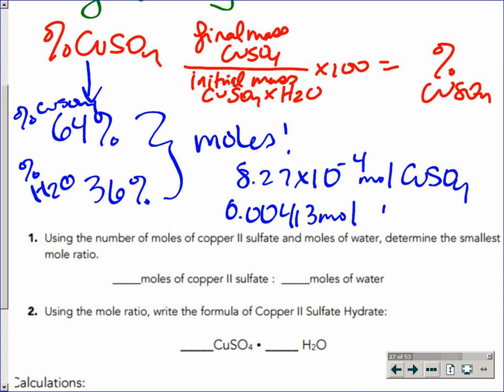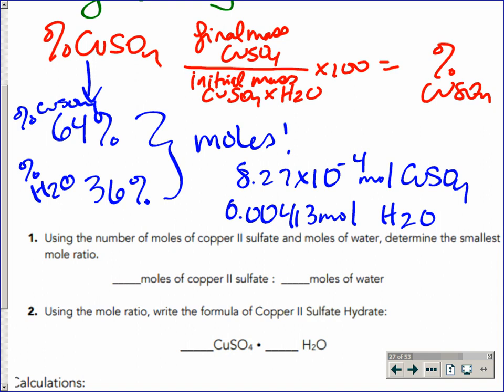Okay, now, no one else got this data, because everybody's data was different, right? Yes? Okay, so though we don't have the same exact number of moles of each of these, we should still have the same ratio present between the copper 2 sulfate and the moles of water. So here's what we need to look at. Which of these is the bigger number? Water or copper 2 sulfate? Water, right? So that's like 4 times 10 to the negative third. That's 8 times 10 to the negative fourth. This is the bigger number.